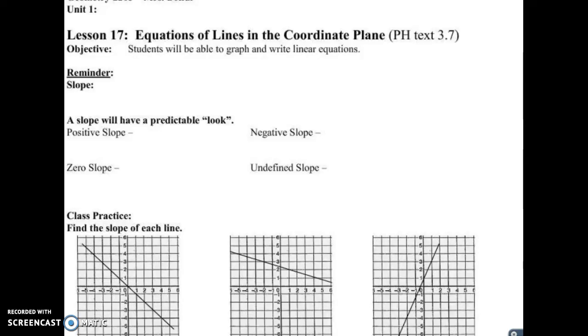Hey folks, so this is Shetz, and these are the notes on lesson 17, equations of lines and the coordinate plane. So we know that slope, the m, is equal to rise over run.